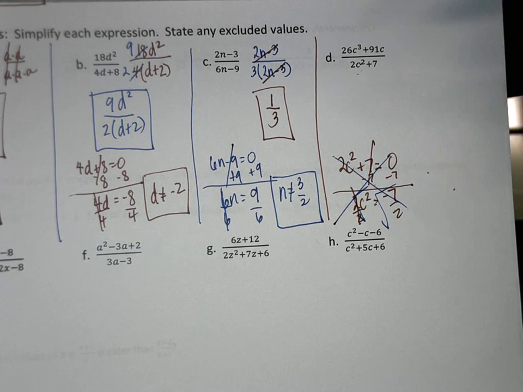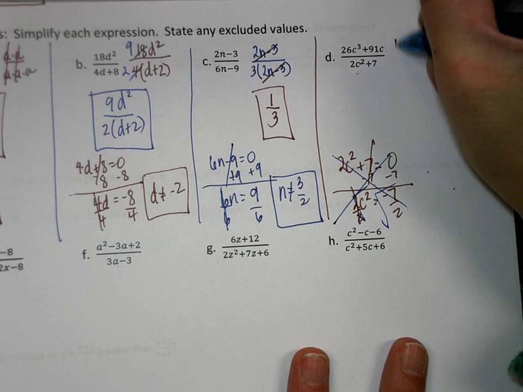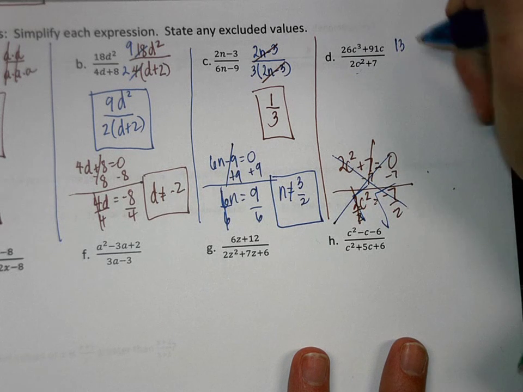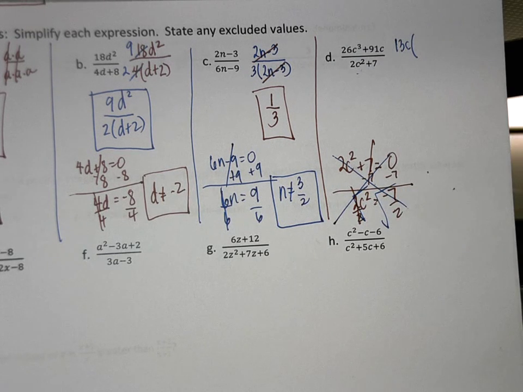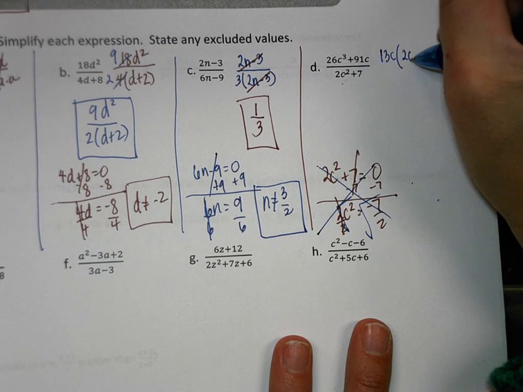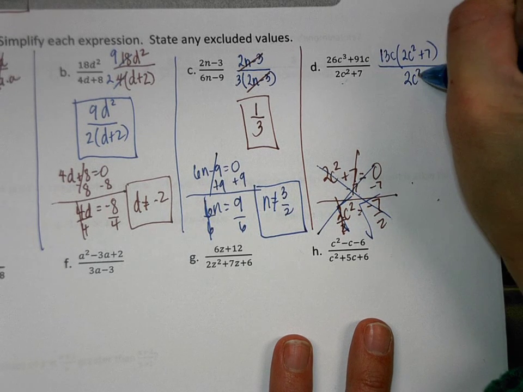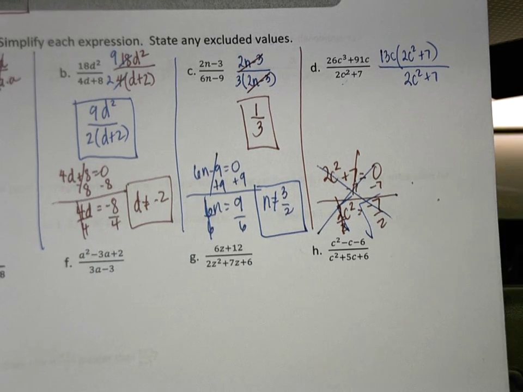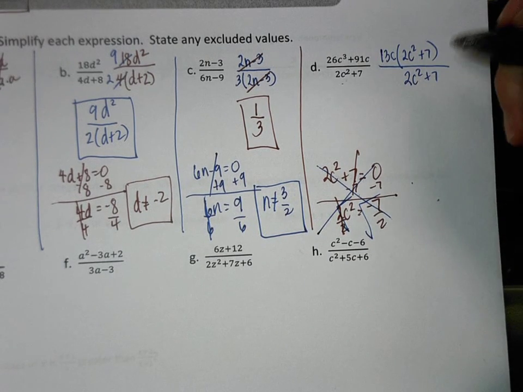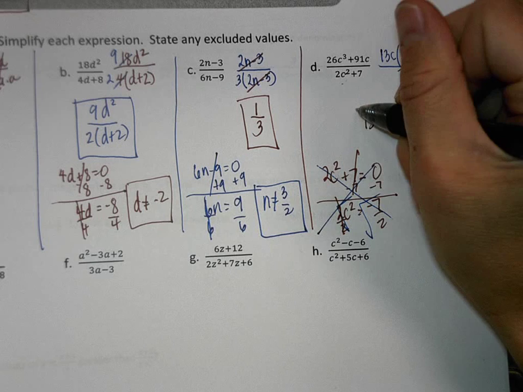Okay, so on the top there's a GCF of what? 13, and also how many c's? 1 c. So 13c. And what am I left with? Good. 2c squared plus 7. And this is over 2c squared plus 7. And so notice that these are exactly the same, so that means I can cancel them out, and my answer is 13c.